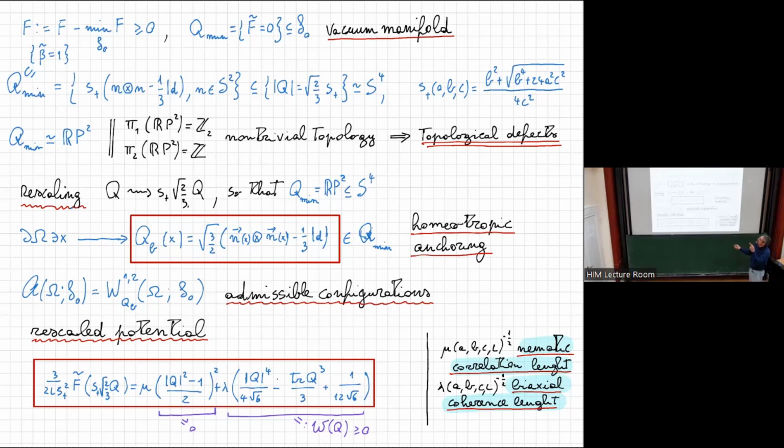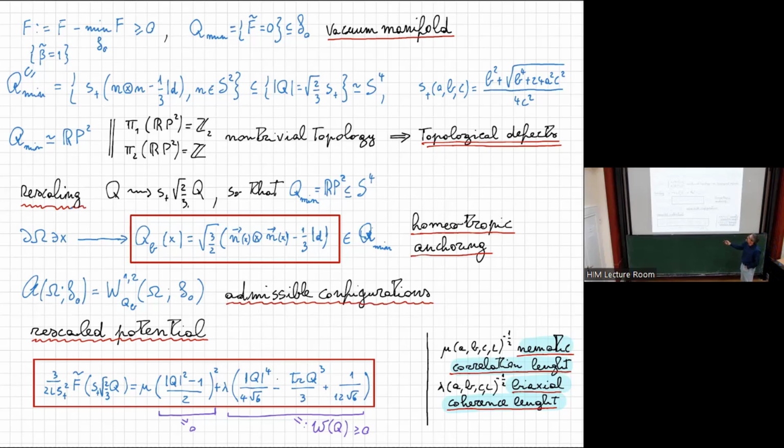In that case, it was the real projective line. Here we have one-dimensional mode. And the most important thing is that this vacuum manifold has non-trivial topology in terms of the first and the second homology group. And because of that, you have topological defects.